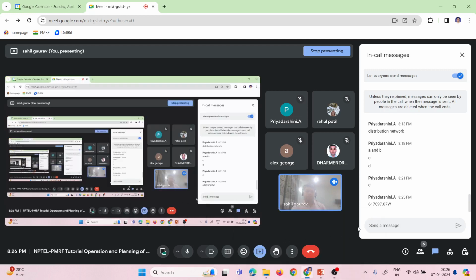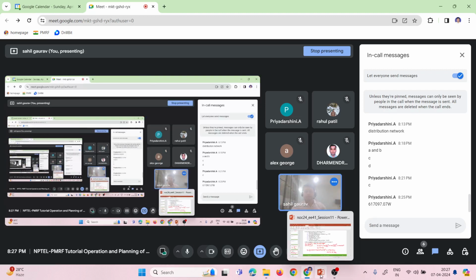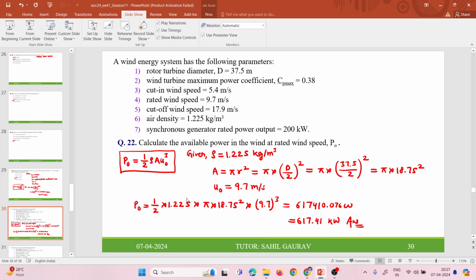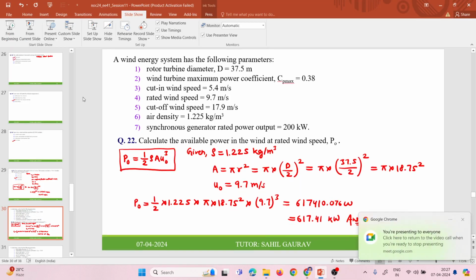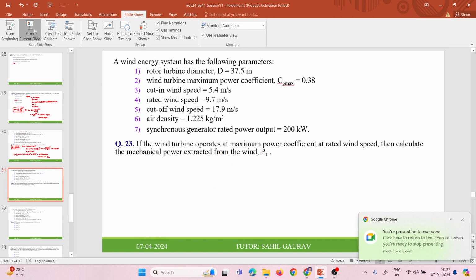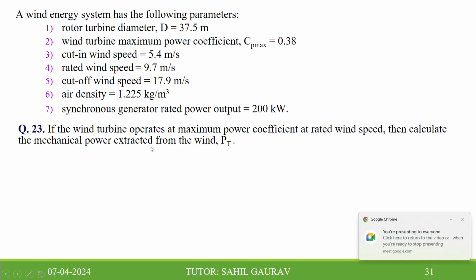Yes, Peterson, you are correct. Now let us see the next problem. Problem number 23. If the wind turbine operates at maximum power coefficient at rated wind speed, then calculate the mechanical power extracted from the wind.